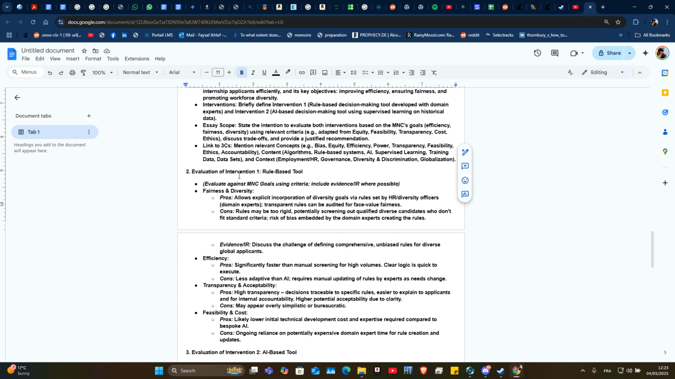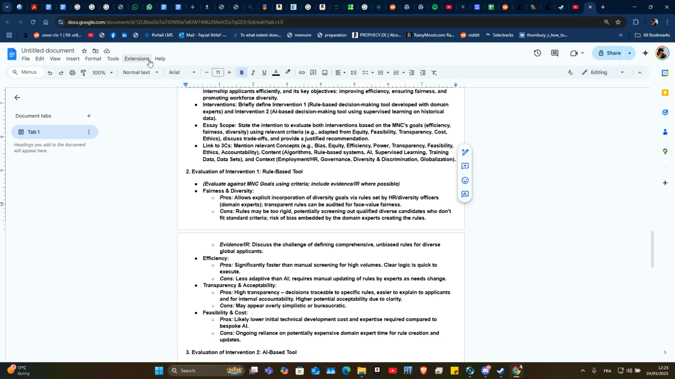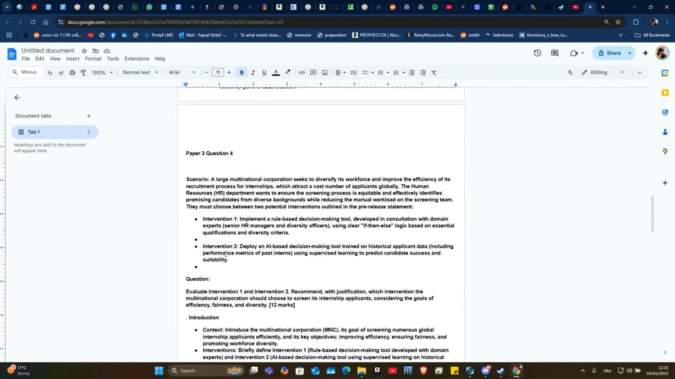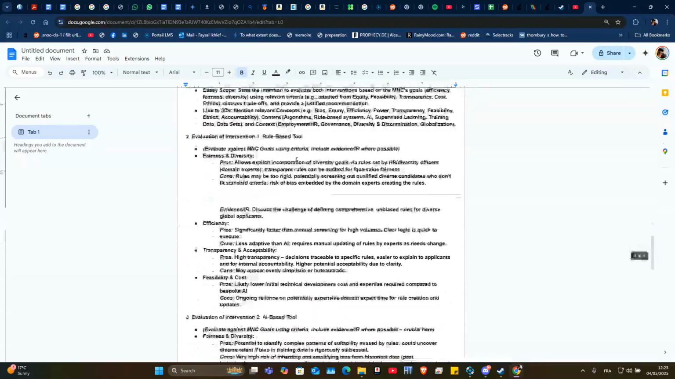Write it like this: evaluation of intervention 1, rule-based tool. So here you go over the 6 points, or 4 or 5 if you want. Depends on you, to be honest, but also depends on the question. So for example, look at this question. It says, considering the goals of efficiency, fairness, and diversity. Okay? Don't forget the question, guys, please.